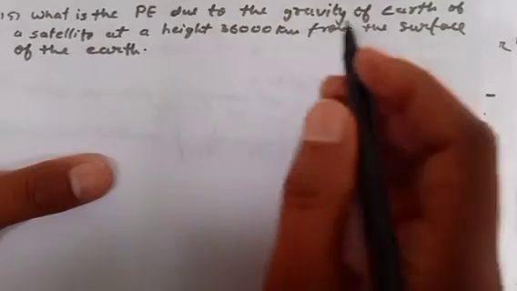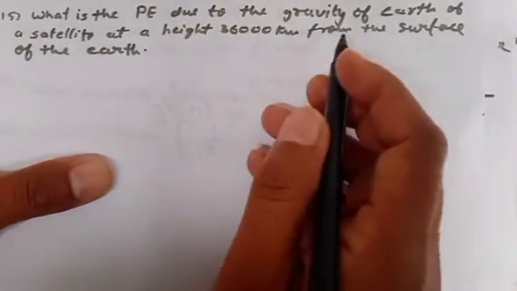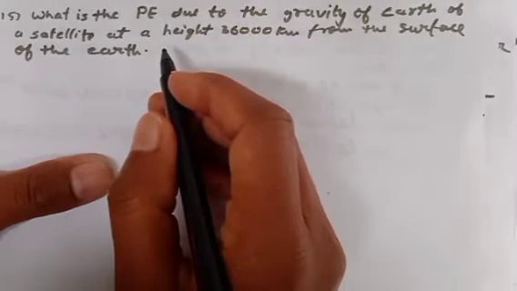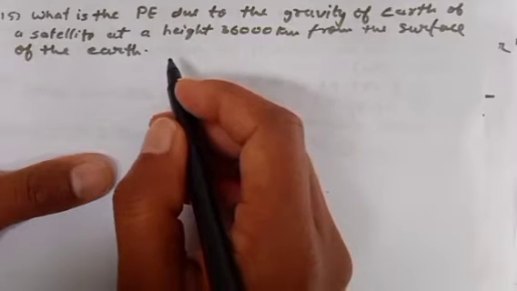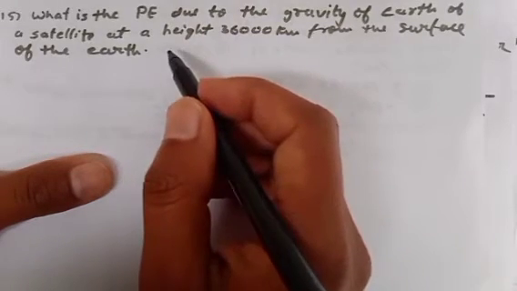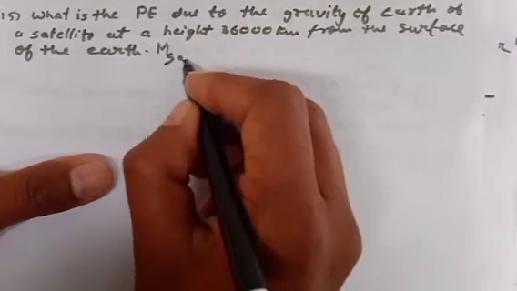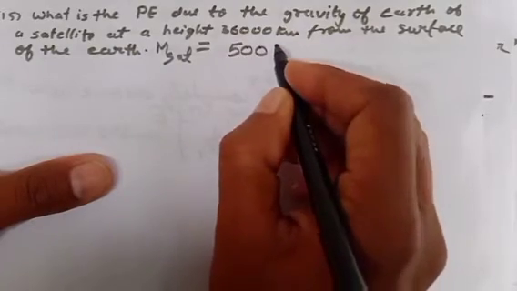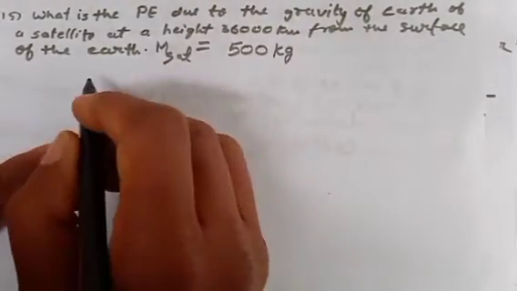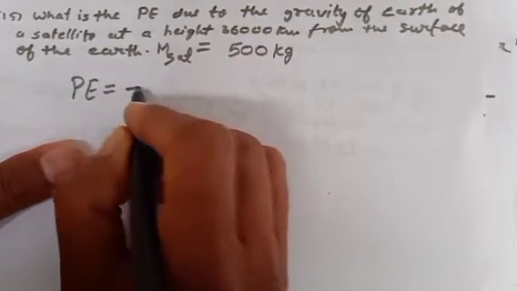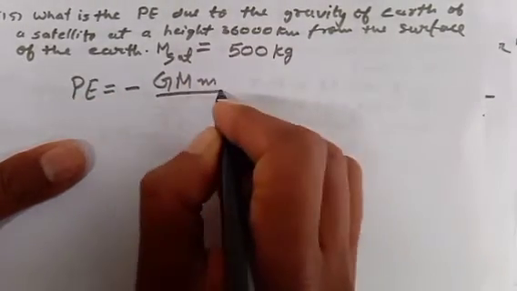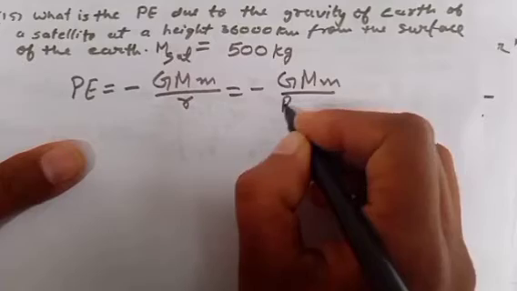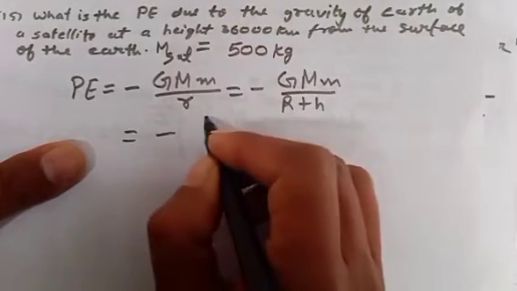What is the potential energy due to gravity of Earth on a satellite of this height? Oh, its mass is not given. So let the mass of the satellite be 500 kg. Okay, so now potential energy will be minus GMm upon R, that is minus GMm upon R plus H, minus 6.67.